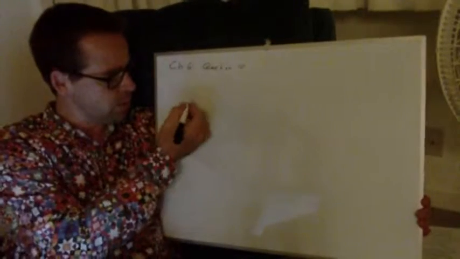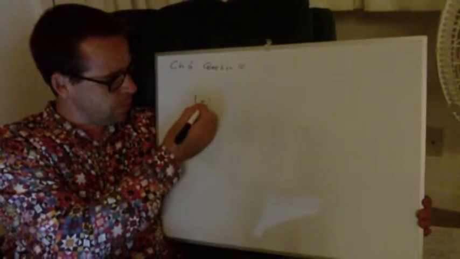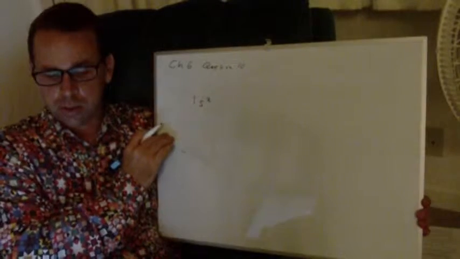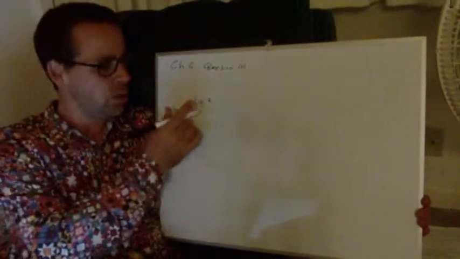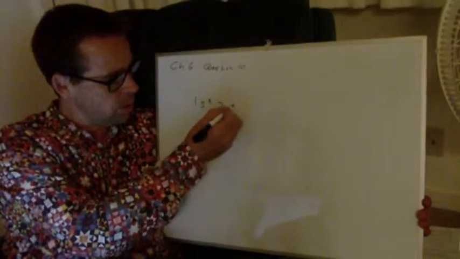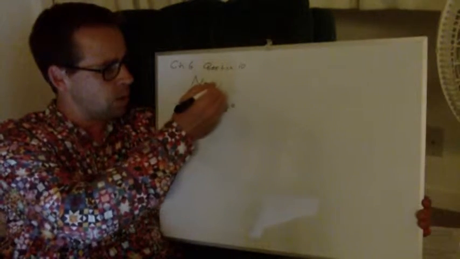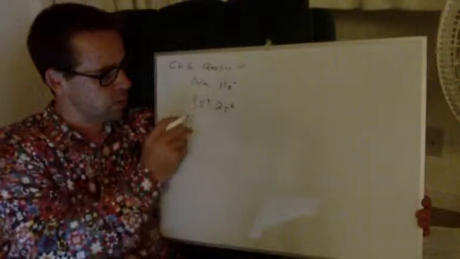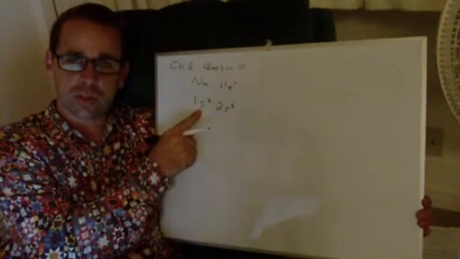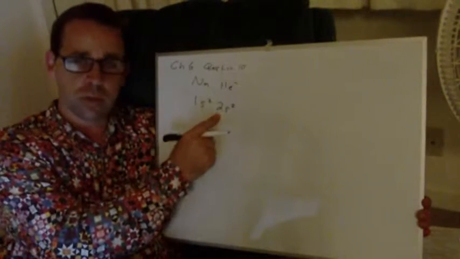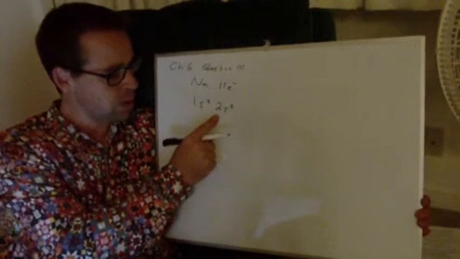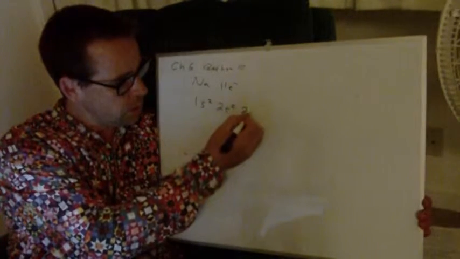the first 2 electrons go into the 1s. There's 2 electrons in the 1s. The next 2 electrons go into the 2s, and there's 2 of them. So I'll write up here again. Sodium has 11 electrons. 2 of them are in the first 1s. 2 of them are in the next 2s. And then we have the 2p.